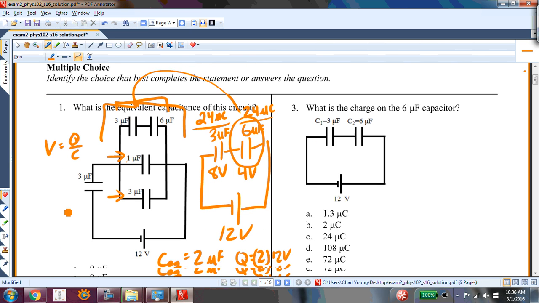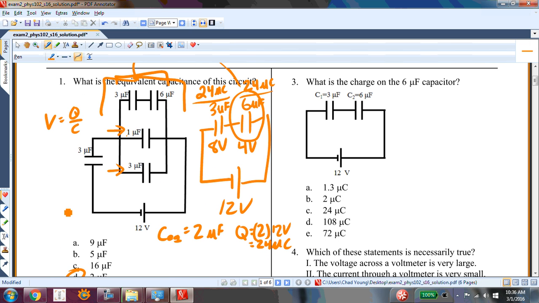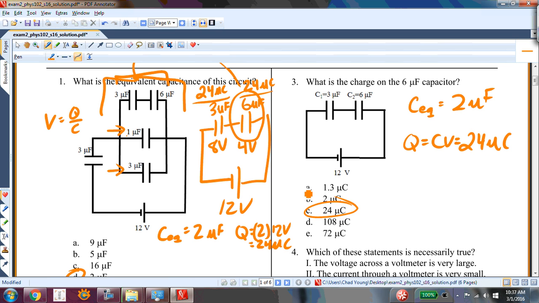Number 3, what is the charge on the 6 microfarad capacitor? Well, gosh, we just had this, so there are a couple different ways you can do it. You can find the equivalent. The equivalent is equal to 2 microfarads, and so the charge is CV. 2 times 12 is 24 microcoulombs. So C is the right answer for 3.